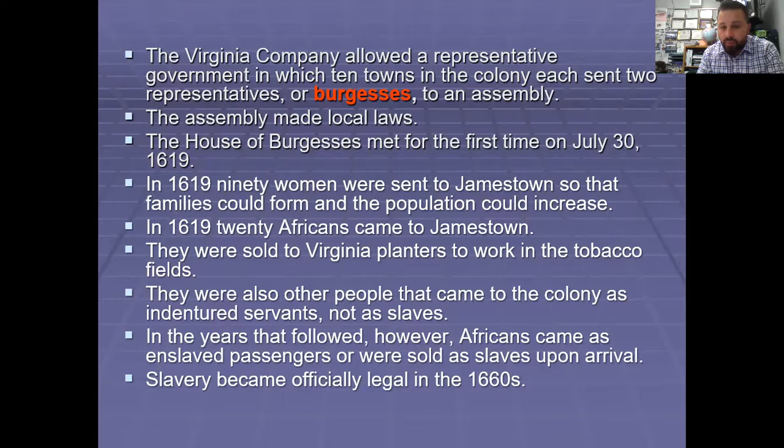There were also other people that came to the colonies as indentured servants, not as slaves. But in the years that follow, you start to see Africans become enslaved more and more, and they're sold as slaves upon arrival. But interesting to note, slavery does not officially become legal until the 1660s. And we will get into this when we start talking about colonial governments and colonial laws and how that's all shaping up under the British system.